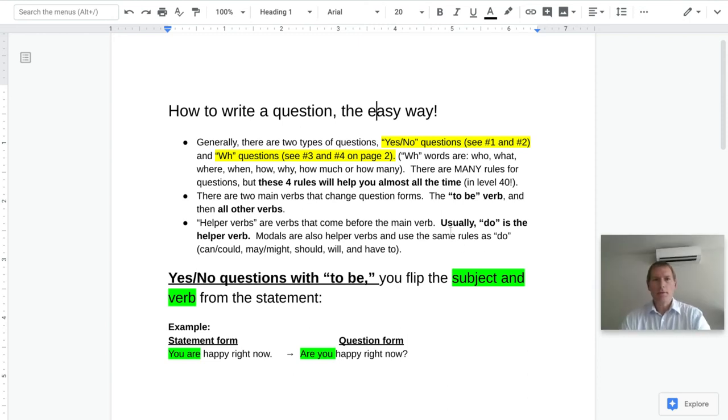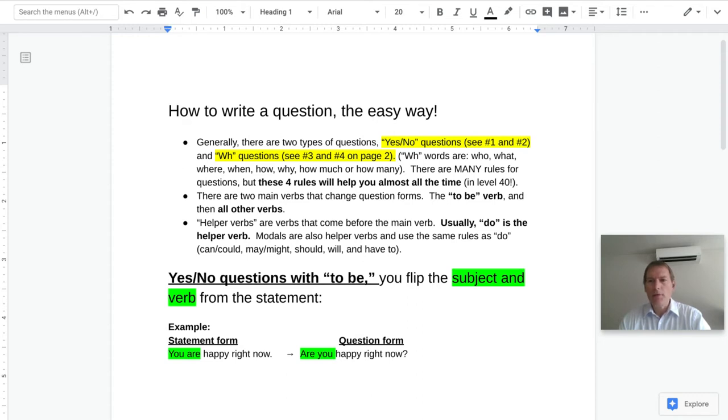Hi, students. So this is a two-page explanation, a really basic explanation, of making questions, but it'll probably help you make most questions in your life, not all of them. So I'll go through this document and we'll try some examples together. You'll have to pause the video to try your own answers with the examples.